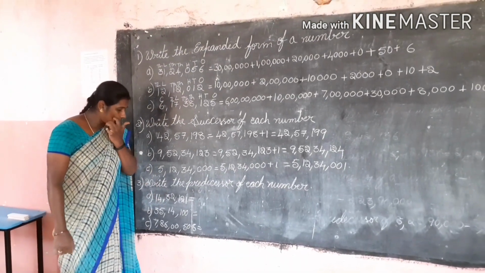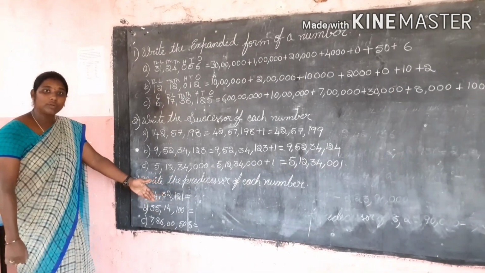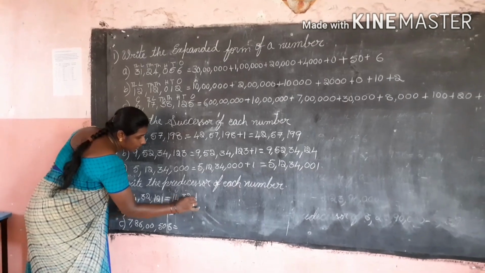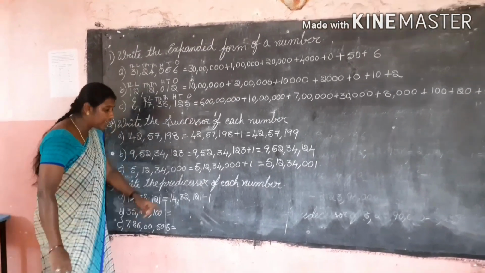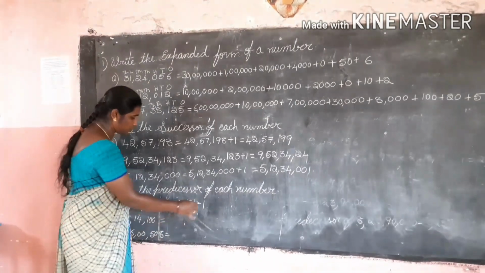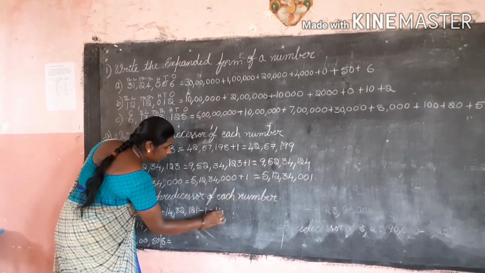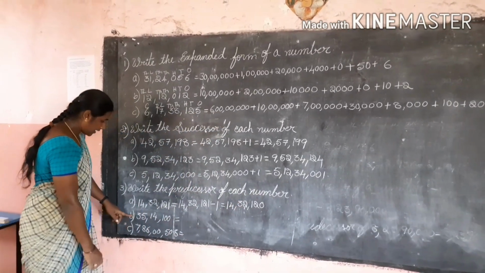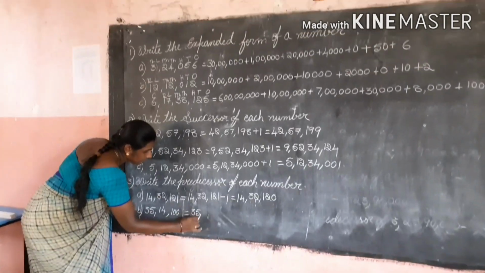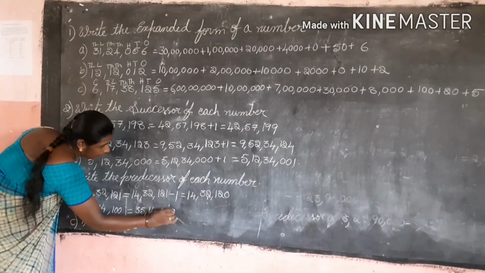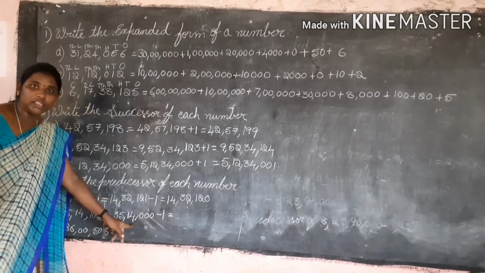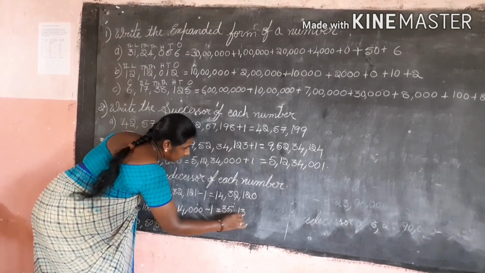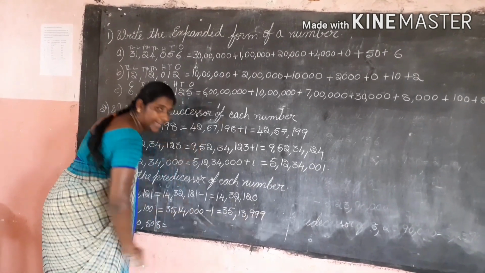Next question. What is the predecessor of the number? Predecessor means we have to write the number before, that means we subtract 1 from the given number. 14,32,121 minus 1. We subtract 1 from the ones place digit 2. Now 1 minus 1 is 0, so 14,32,120. Next, 35,14,000 minus 1. Here for 0 we have to borrow from the previous digits. We will get the answer 35,13,999.